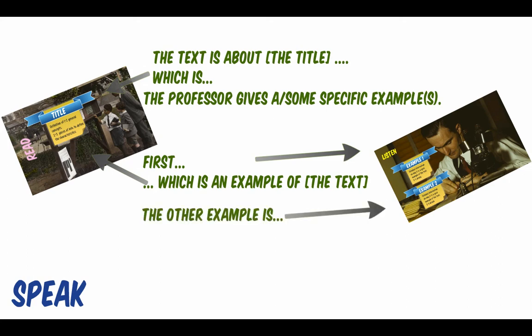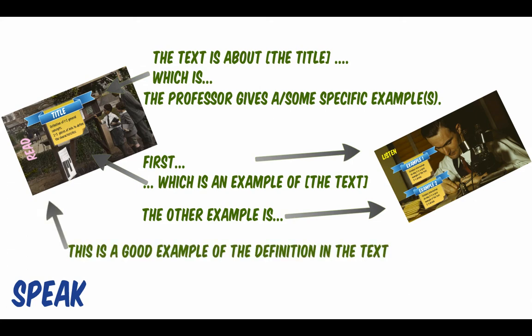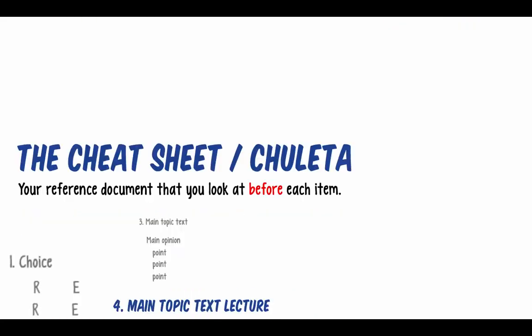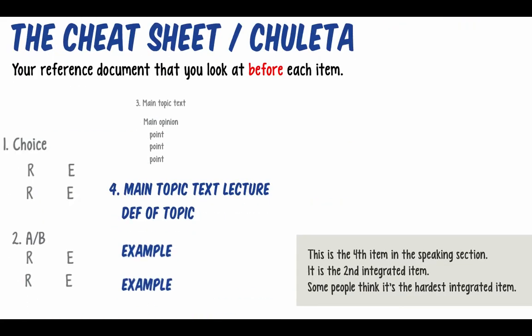And then you do the same thing, the other example from what the professor said. This is a good example of the definition given to us in the text. So here you have 1, 2, 3, 4, 5, 6 things that you basically need to say. So again, the cheat sheet, or for you Spanish speakers, the chuleta, is what you're going to have written down before you take this test, so you can look at it before you look at the item. And you're going to have these different things: the main topic of the text and lecture, the definition of the topic, and then the 2 examples.